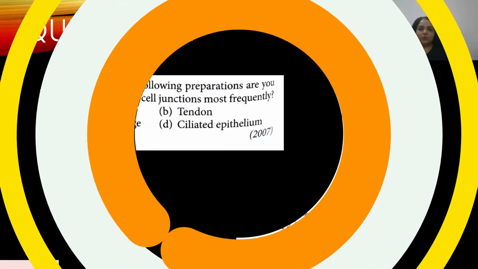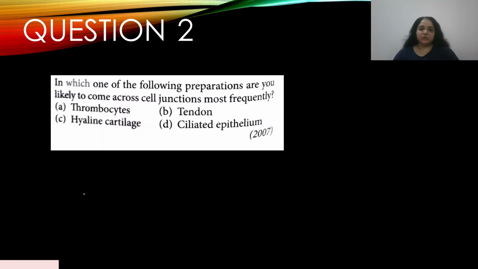So next question. Question number 2. In which one of the following preparations are you likely to come across cell junctions most frequently? And this appeared in 2007. A, thrombocytes; B, tendon; C, hyaline cartilage; D, ciliated epithelium. We already discussed cell junctions in the previous lecture, that's part 1. So the answer clearly over here is ciliated epithelium. Cell junctions like tight junctions, gap junctions, adhering junctions, all those junctions are typically found in epithelium. So your answer is D.